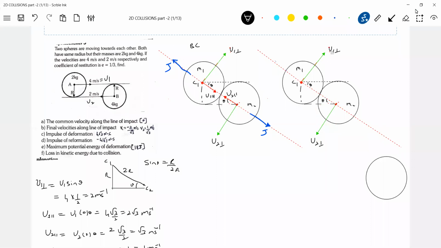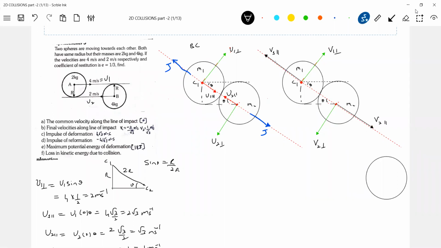So the velocities will remain as they are. Shall I write them as v1 perpendicular and v2 perpendicular? And now what about m1, m2, in what direction? Can you suggest the values? So I'll assume that this will be v1 parallel and this will be v2 parallel.